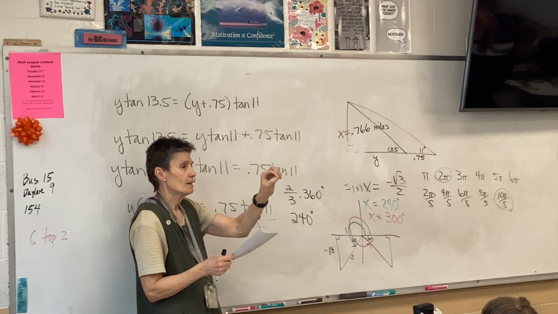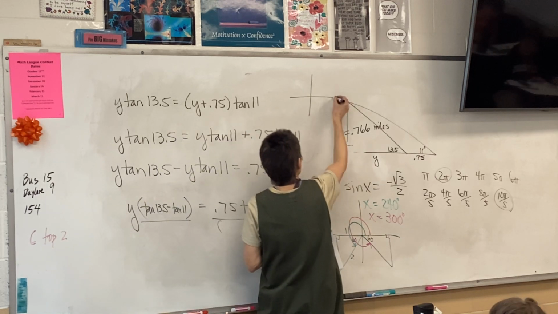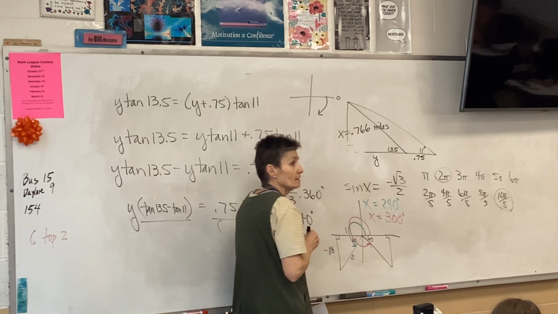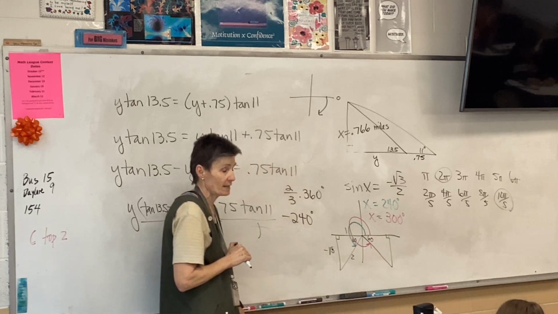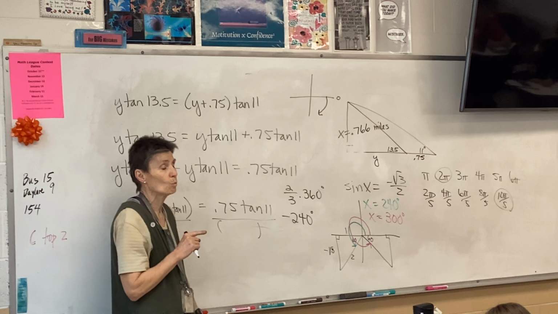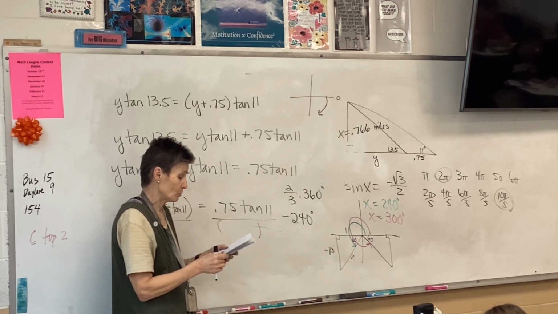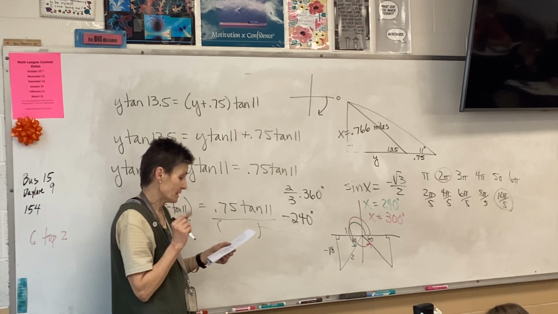What does clockwise mean? Clockwise means I'm measuring my angles this way, which means it's not 240, it is negative 240. So the clockwise tells me which way I'm going, and then the 2/3 of 360 tells me how far I'm going. Okay, what was the next one I said?